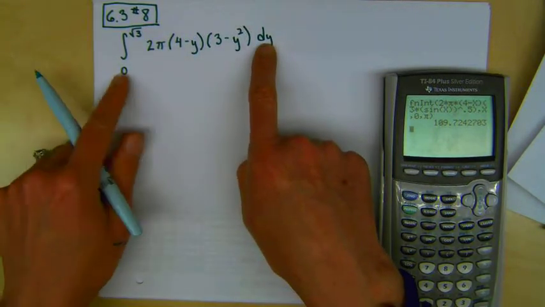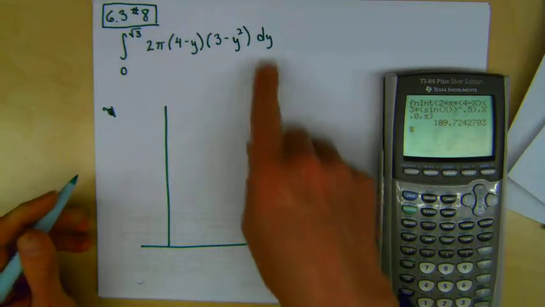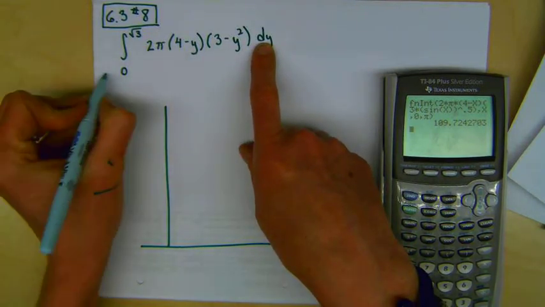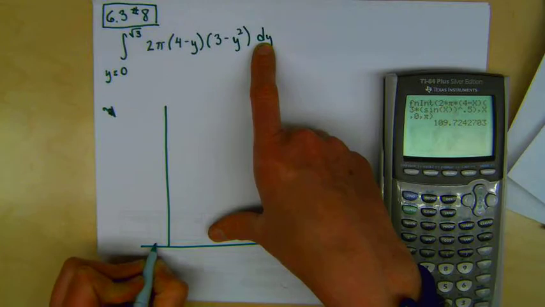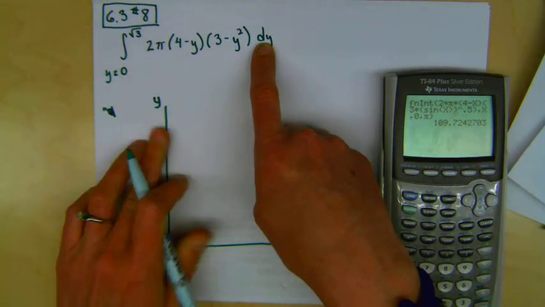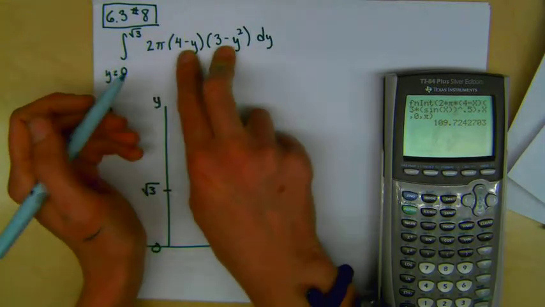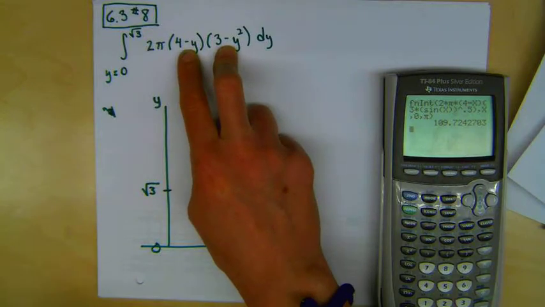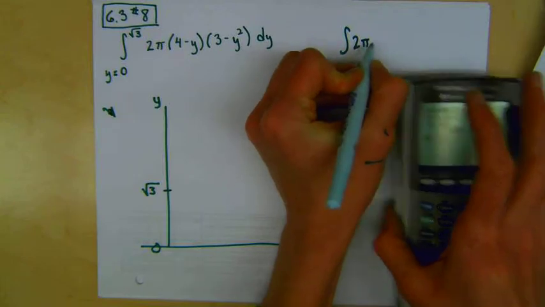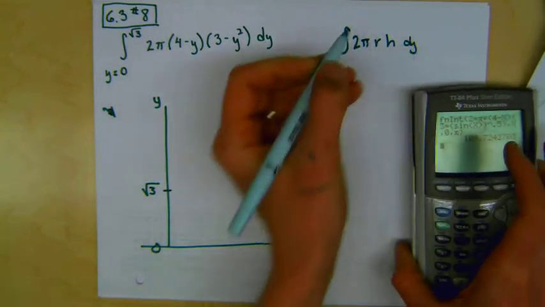I'm going to start by drawing a picture. So because we're integrating with respect to y, I know that these are the variables as y goes from 0 to y equals square root 3 on the y-axis. That's the first piece of information that I want to have. And I know that these other two things are going to be one of r or h, because typically this is going to be the integral of 2 pi r h, and in this case dy.